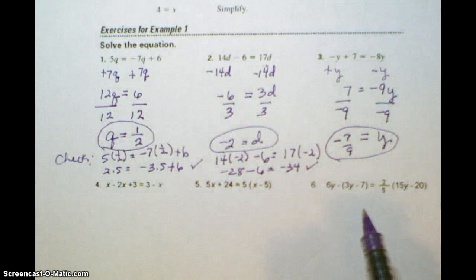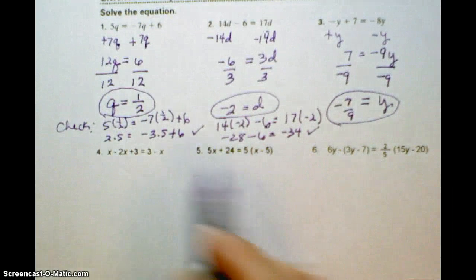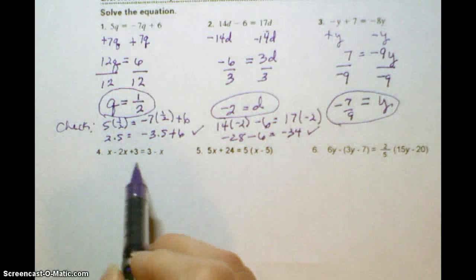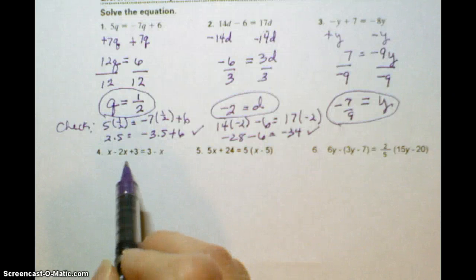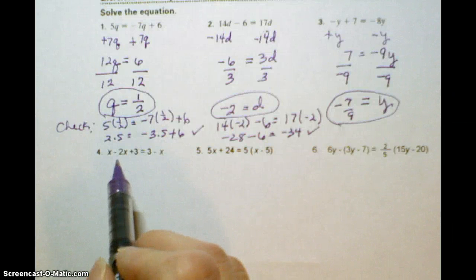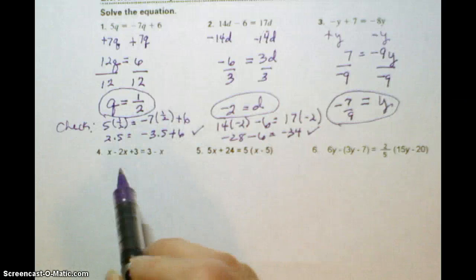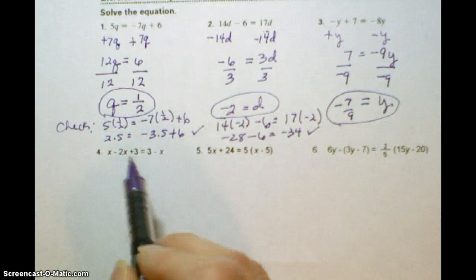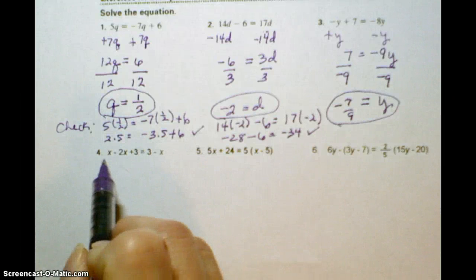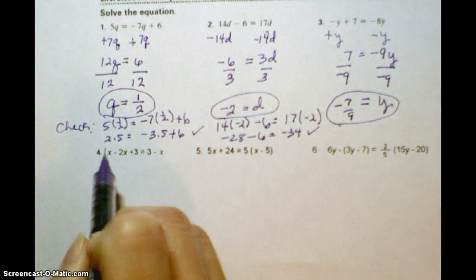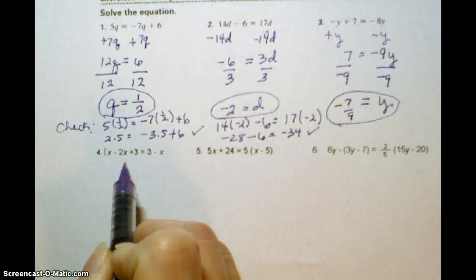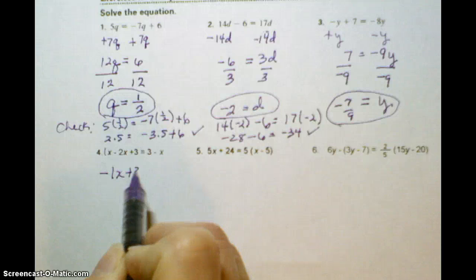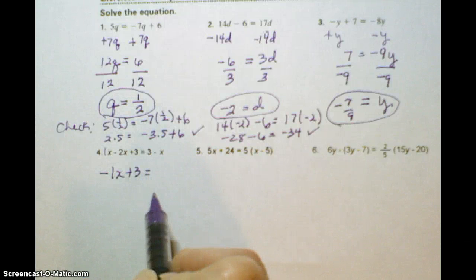We have 3 more down here. If you look at number 4, I have a lot of things on both sides of the equation. But remember, I need to gather up everything that I can and gather the x terms on one side. Let's look at the left side first. Here I have like terms. This is 1x and negative 2x. So altogether I have negative 1x and plus 3 on the left side of the equals.